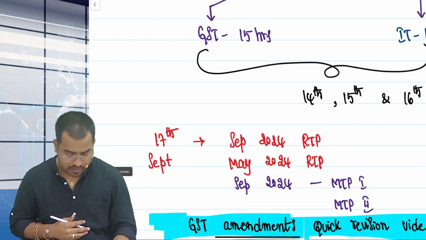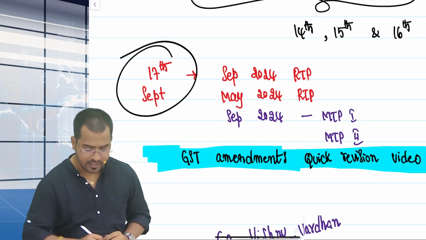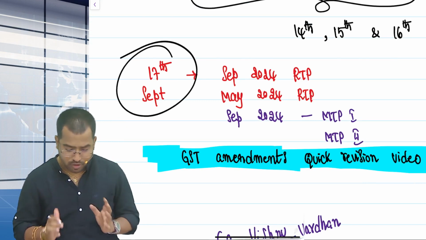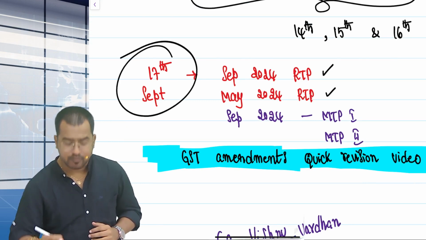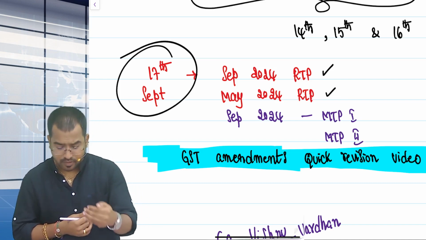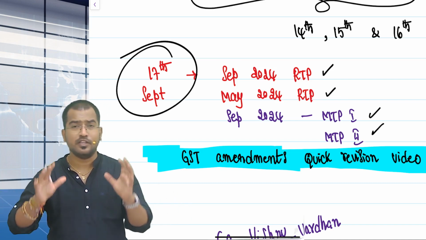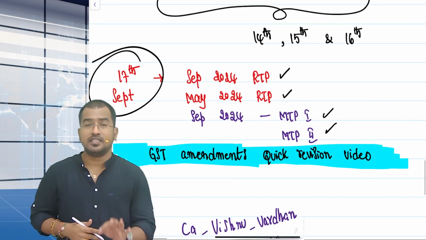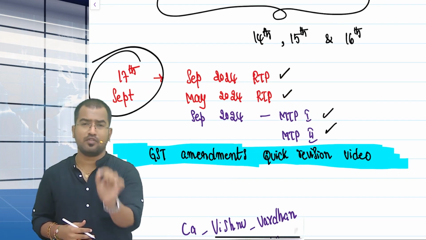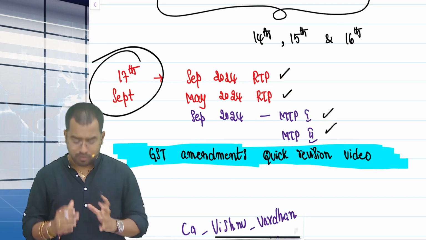And finally, on the exam day, that is 17th September, please make sure you are covering September 2024 RTPs and May 2024 RTPs, and also September 2024 MTP1 and MTP2. Please make sure you are covering that on the exam day. And the GST amendments quick revision video of 6 minutes will help you revise all the amendments quickly. So please go through that.